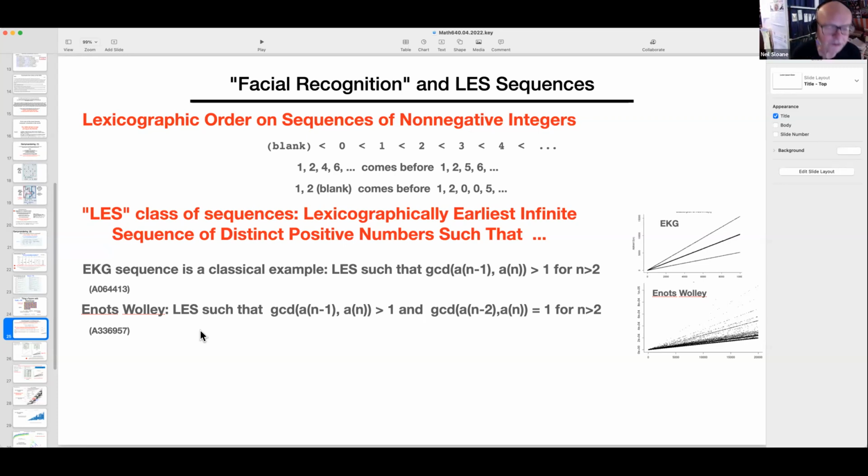The Enoch's Wally sequence. It's like the EKG sequence. You've got to have a common factor with the previous term, and you have to be relatively prime to the term before that. That's the rule. The graph looks like this. It's got straight lines. It's not bad. It's a bit messy, but you can sort of see what's going on.